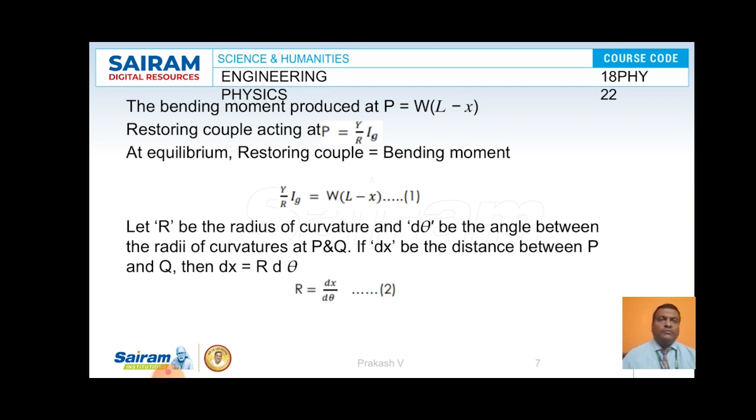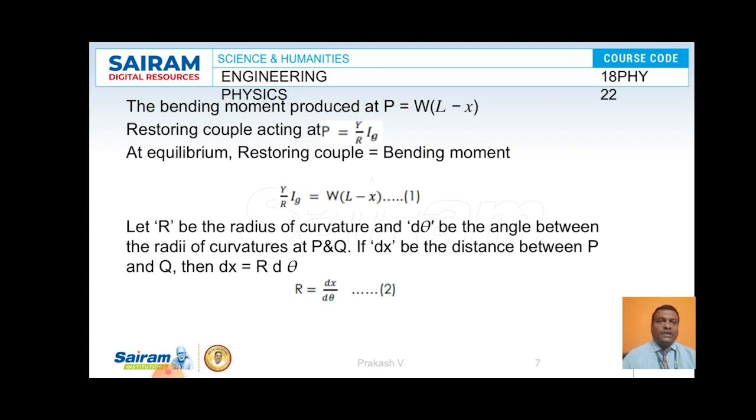So here the bending moment produced at P is equal to W into (L minus X), and the restoring couple acting at P is equal to Y by R into Ig, where Ig is nothing but the geometric moment of inertia, Y is Young's modulus, and R is the distance of the arc from the common center O. At equilibrium, the restoring couple is equal to the bending moment. Therefore, we can write Y by R into Ig is equal to W into (L minus X). Consider that as equation number 1.